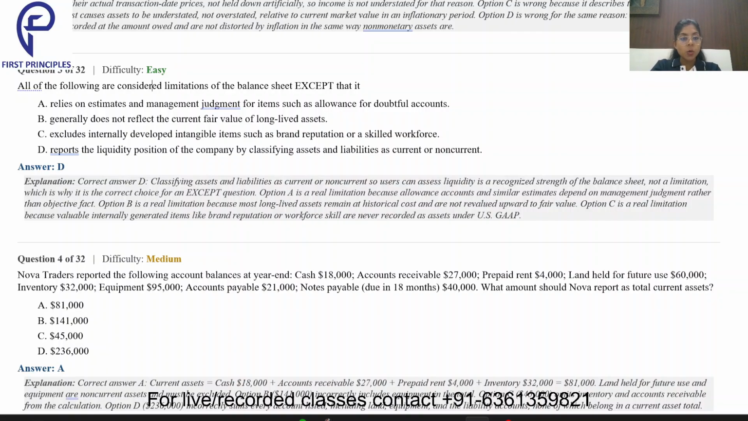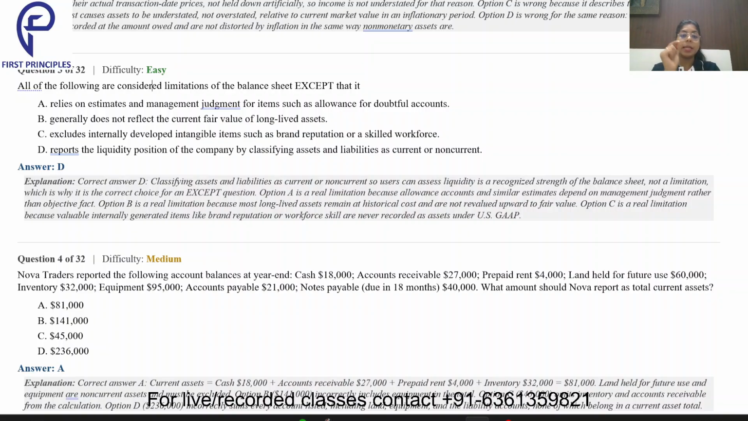Option C: excludes internally developed intangible items such as brand reputation or a skilled workforce. Correct. If we have very good customer loyalty and very good employees, we cannot value these qualitative factors and show them on our balance sheet. So again, this is also one of the limitations of the balance sheet. So options A, B and C are all limitations, all disadvantages. So automatically option D will become my correct answer.